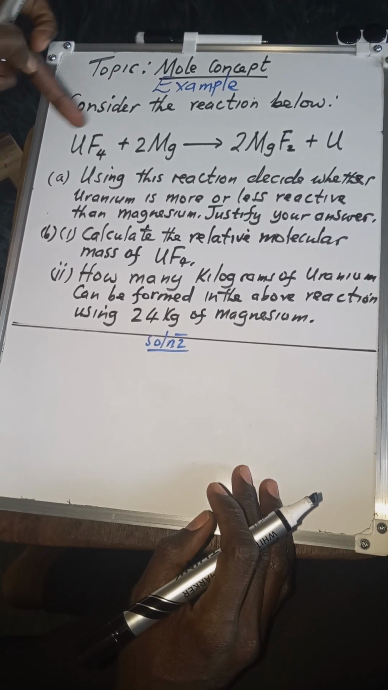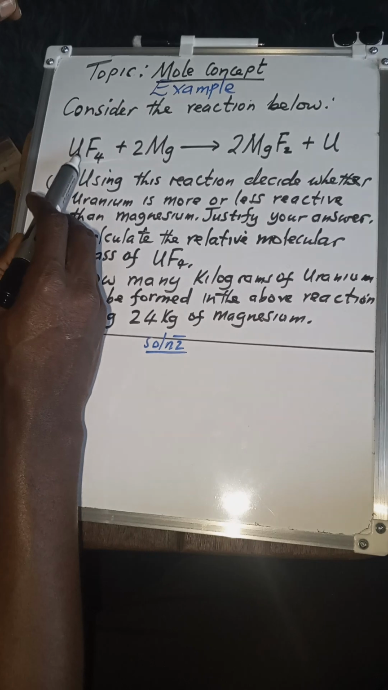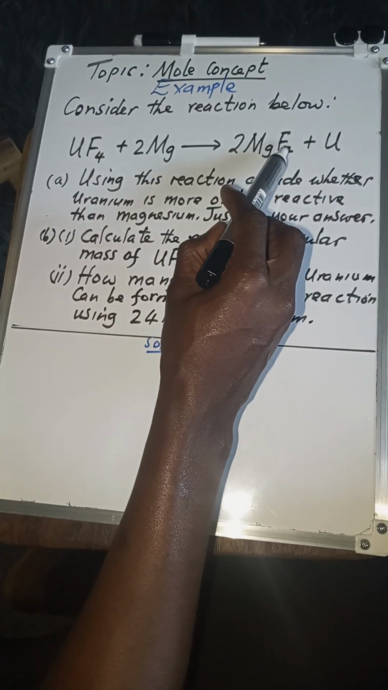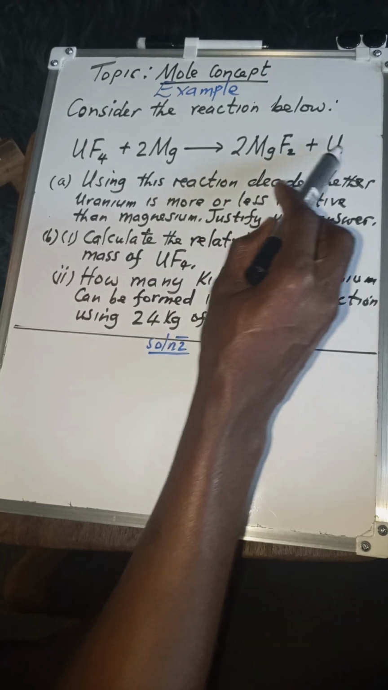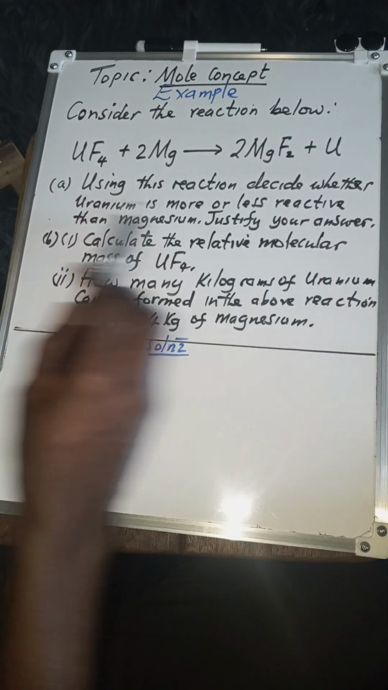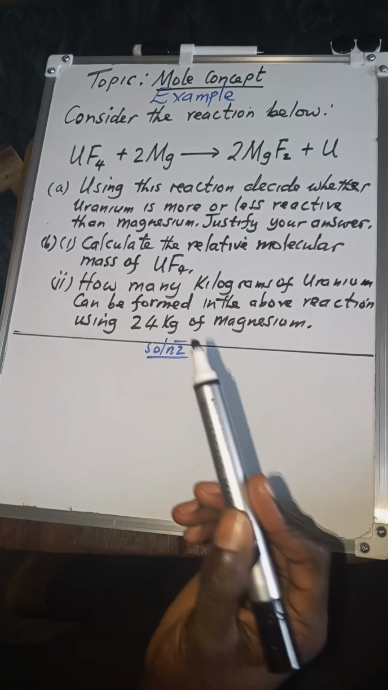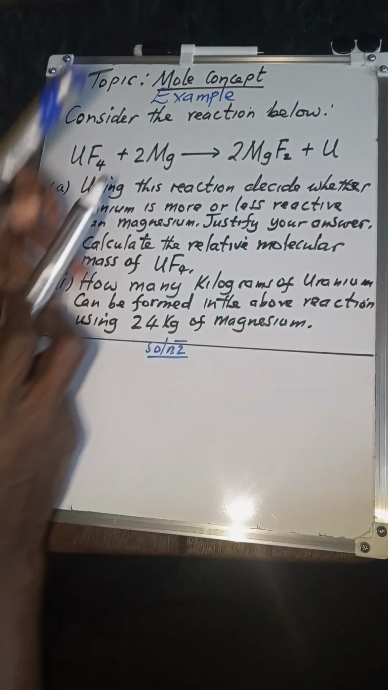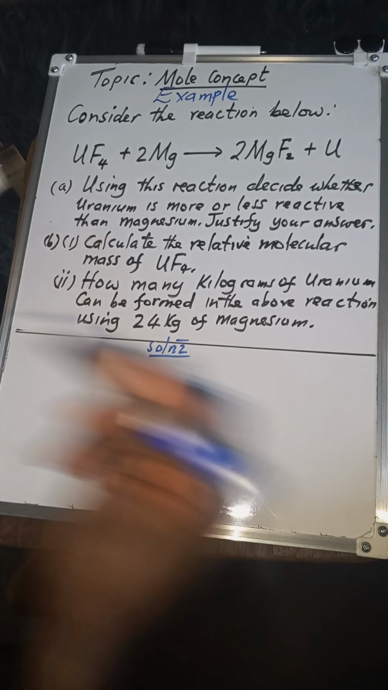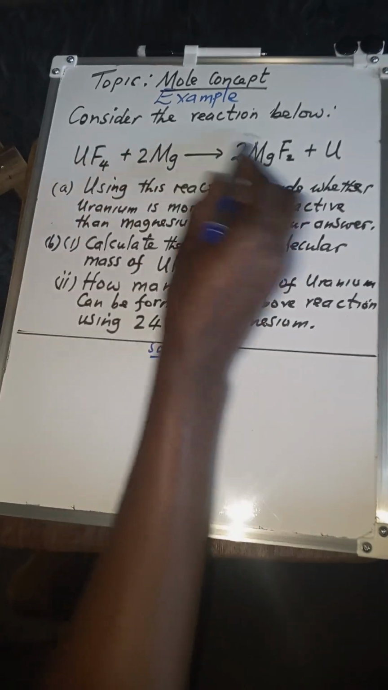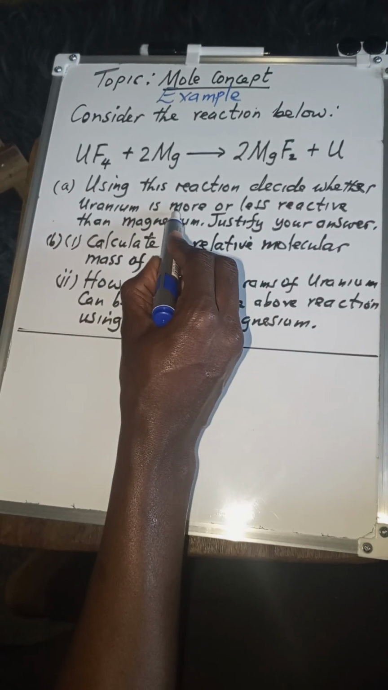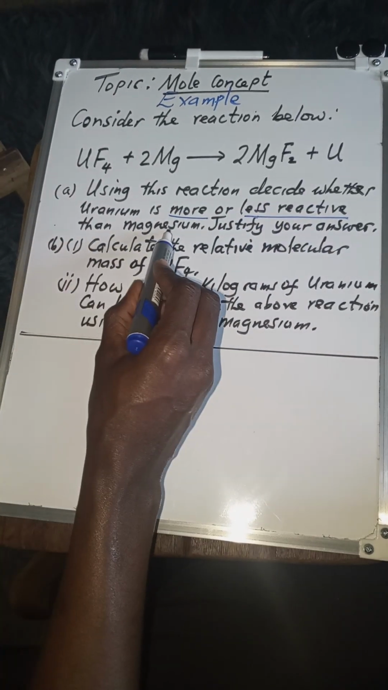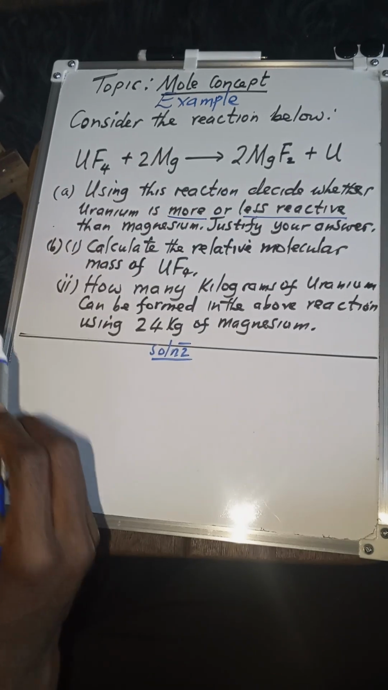So you can see the reaction below. This is uranium tetrafluoride reacting with magnesium to produce magnesium fluoride and also uranium. The equation is already balanced, so we don't need to worry about that. It says, using this reaction, decide whether uranium is more or less reactive than magnesium. So we are comparing magnesium to uranium.